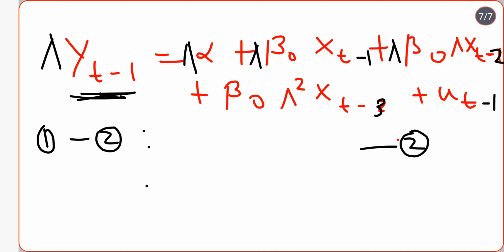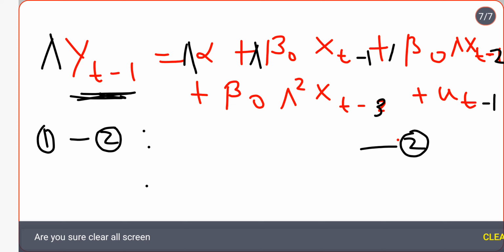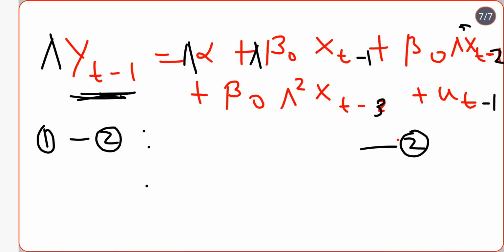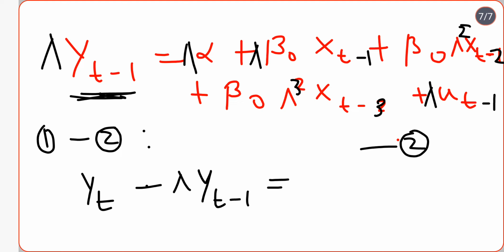So this lambda and lambda will result in lambda square in this case, and this will become lambda cube, and this will also take a lambda. Now if we subtract 1 and 2, what will we get? We will get yt minus lambda into yt minus 1 on the left hand side. And what will we get on the right hand side?